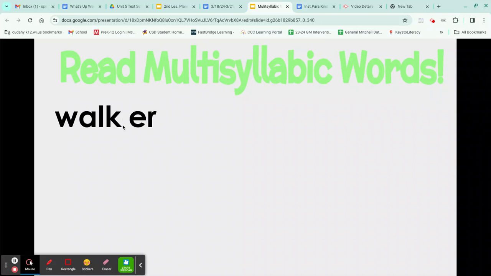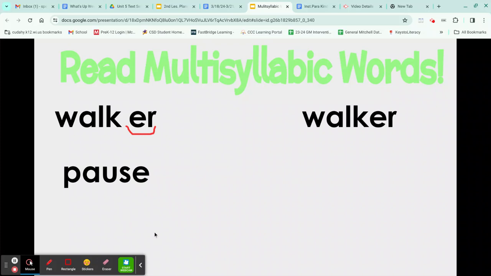Now read this syllable right here. Read. Very good. Now try the whole word. Read. Good. Read. Read. Now try the whole word.